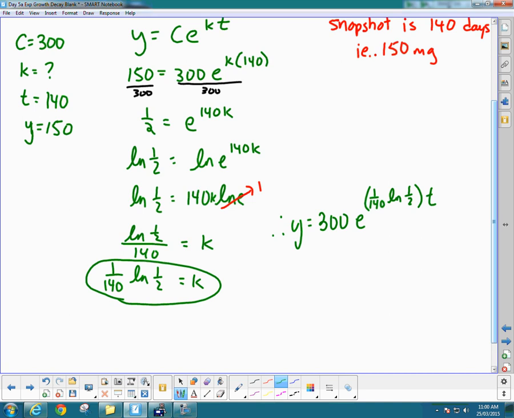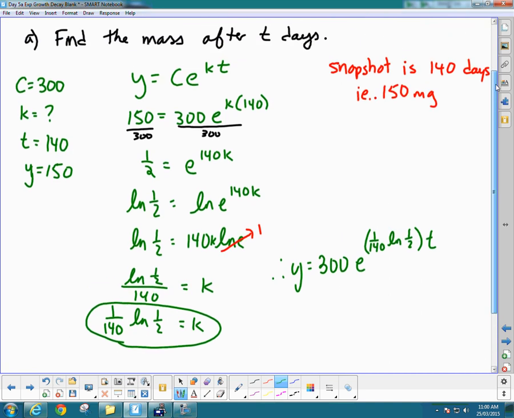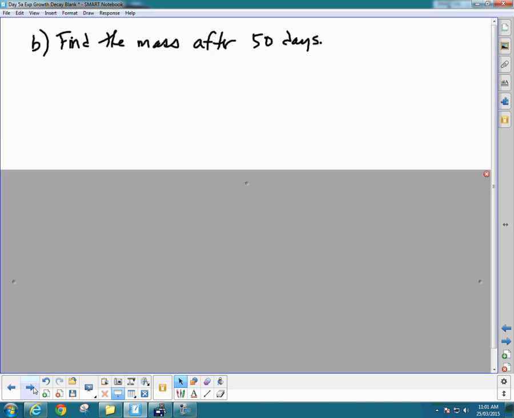So that plan is exactly the same as it was before. We have a snapshot. We plug that snapshot into the function to get our unknown K value, our proportional constant. We take the ln of both sides to gain access to the K. We now have a K value, so we can go off and answer any questions. Step 1 is always the same: get the equation, get the K value. The rest is just like what we had before.